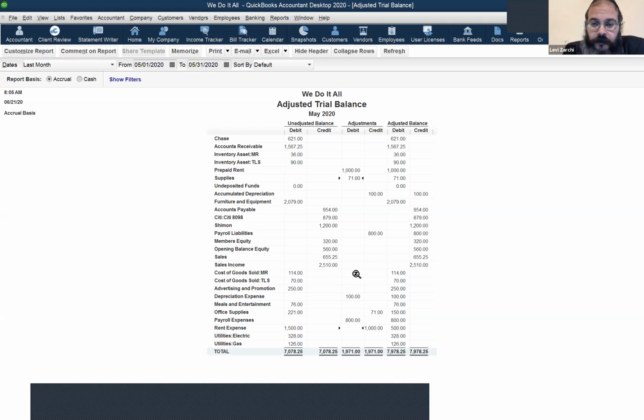Okay, so now when we make the adjustments, let's take an account like rent expense. If rent expense is $1,500 and we made an adjustment for $1,000, the adjusted balance now would be $500. If we had $221 of office supply expense and we made an adjustment of $71, the adjusted balance will be $150. So now, hopefully, we have a little bit of understanding of the adjusted trial balance.